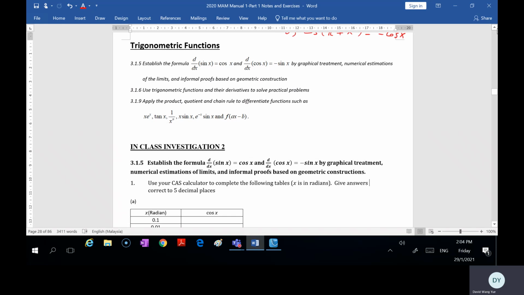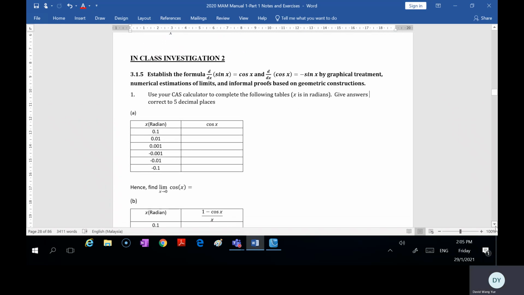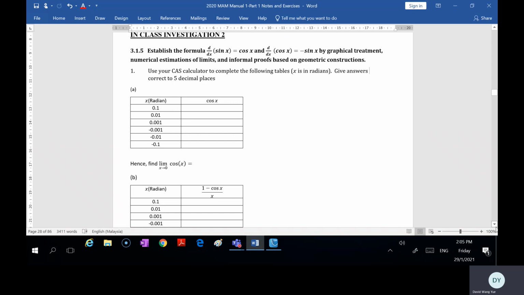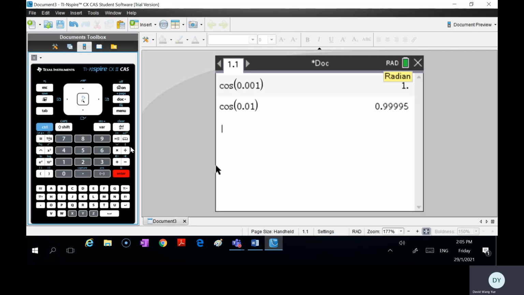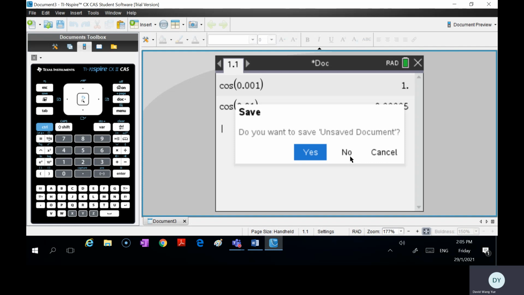So that's why in this in-class investigation, we try to fulfill the requirement of 3.1.5. We'll go through a few activities to establish the derivative formula for sin x and cosine x. Now, number one, you need to use your graphing calculator to complete the following tables. x is in radian, and give your answer to 5 decimal places. Let me show you how I get those values.